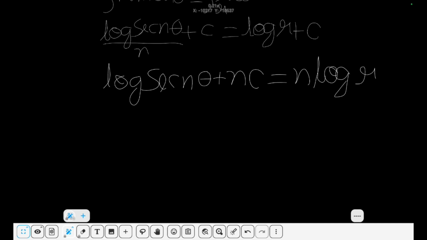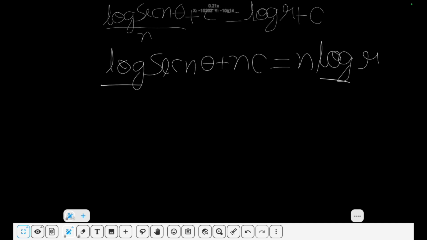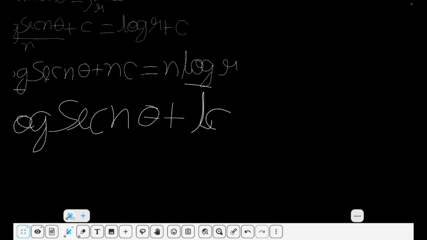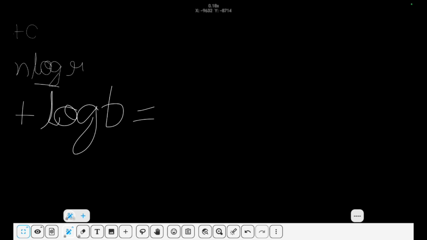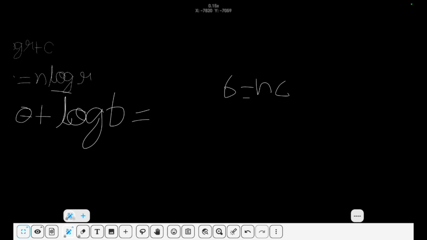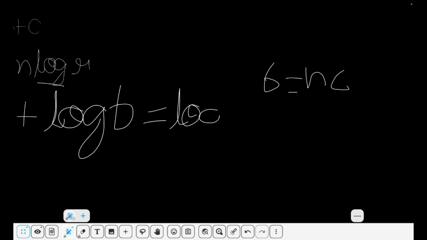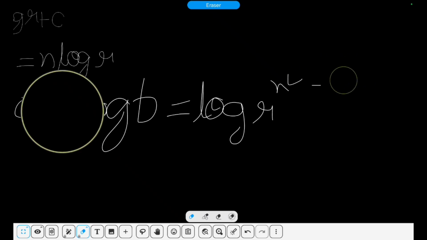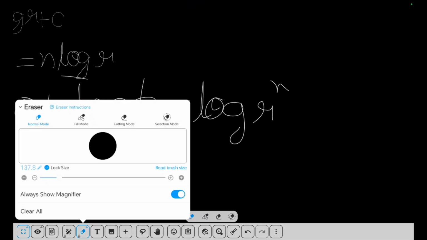Right. Now I need to remove this log and this log. So I can write log of secant n theta plus nc as log b, because nc is a constant. Log b is also a constant, so that doesn't make any change in the equation, right? That's the reason I write nc as log b. B equals n into c. And n log r can be written as log of r power n.